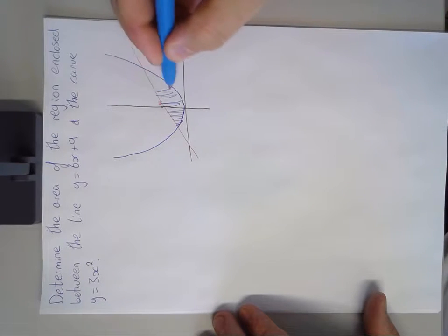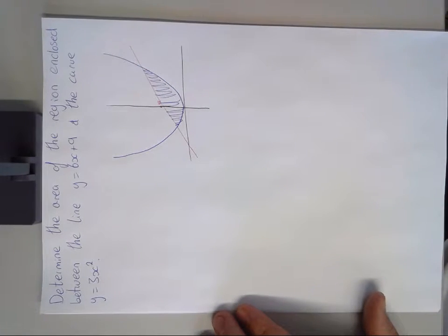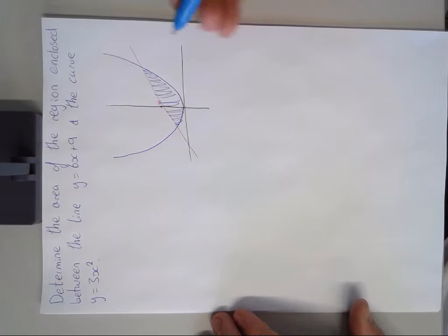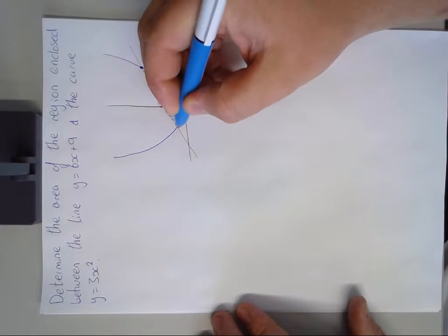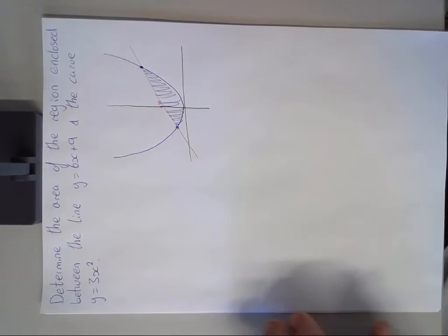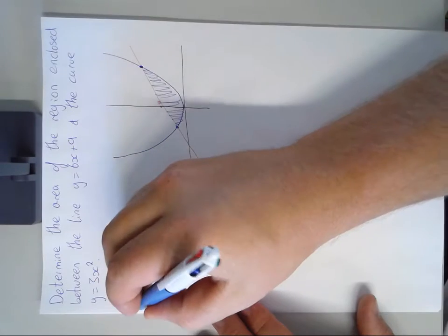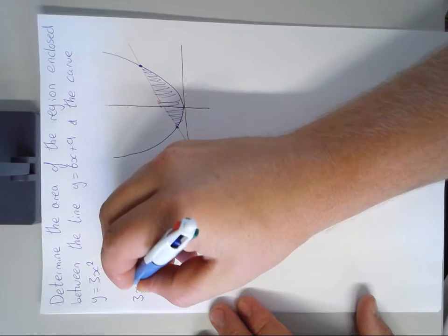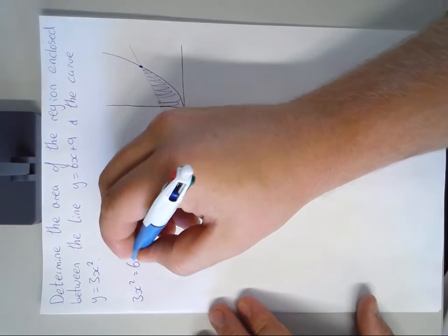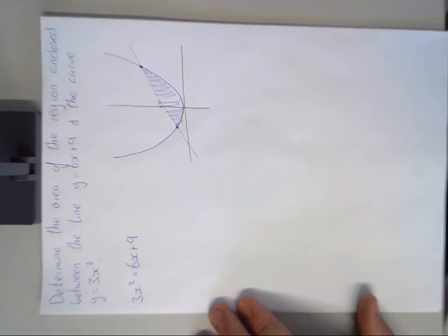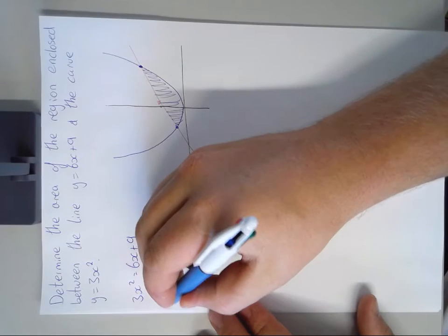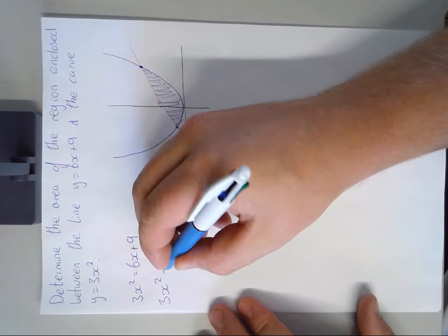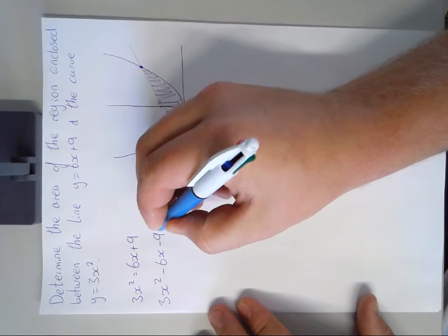this area here. Now this is a calculator free question, so in order to do this we need to work out this point here and this point here. So we need to find where these two graphs equal each other. So we need to start by saying that 3x squared, where does that equal 6x plus 9? Now we can rearrange this to get it into terms of a simple quadratic. 3x squared take 6x take 9 is equal to 0.